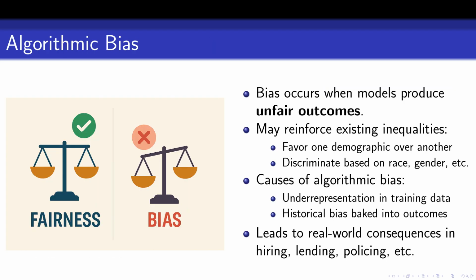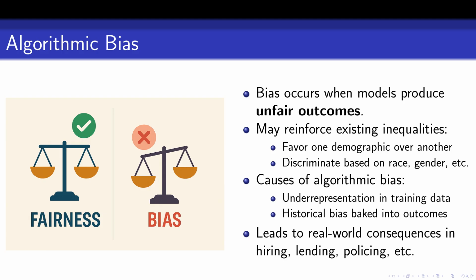Another key ethical concern is algorithmic bias. Bias in data science occurs when models produce unfair or discriminatory outcomes. This isn't just a theoretical issue, it can have real-world consequences in hiring, lending, policing, and healthcare. Bias often stems from underrepresentation in the training data. For instance, if a facial recognition system is trained mostly on lighter-skinned individuals, it may perform poorly on darker-skinned faces.